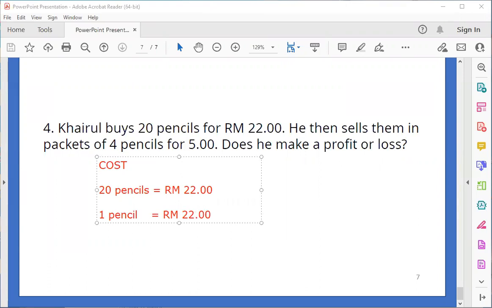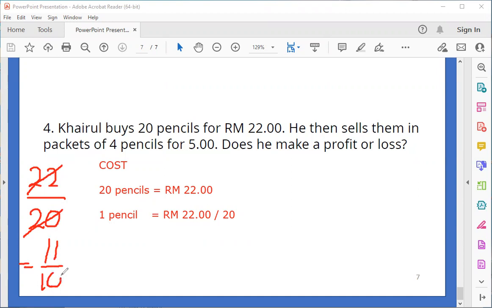Using what I've learned in the unitary method, you take 22 and divide by 20. And how do I do this? Isn't this difficult? No. 22 divided by 20. Remember, division is fraction. Divide by 2, divide by 2, and you're going to get 11 over 10. And 11 over 10 means it's 1.1. How do I get this? You can just do 11 divide by 10. Or if you don't want, you can straight away just take 22 and divide by 20.